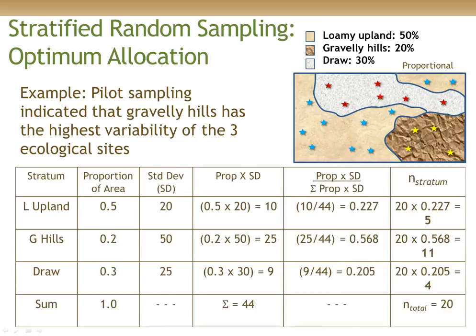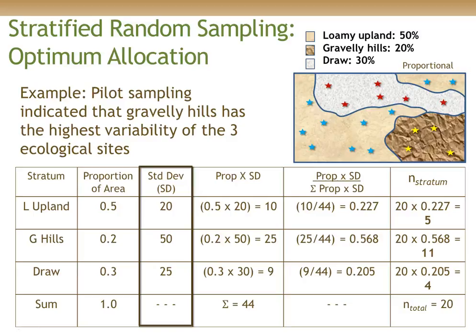So with optimum allocation, we want to consider first the proportion of the area, which we already knew was 50% for loamy uplands and 20% for gravelly hills. We now have some information about the variability of the attribute of interest in the ecological site. And we can see that, with variability represented by standard deviation here, gravelly hills is the most variable with the highest standard deviation of 50, while the loamy upland has the lowest variability with 20. And we need to develop a weighting system.